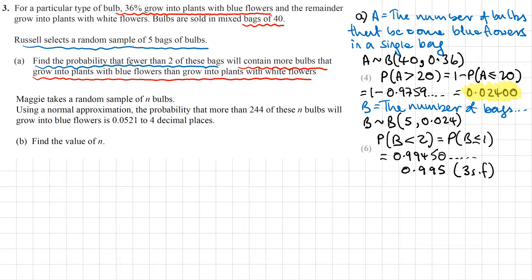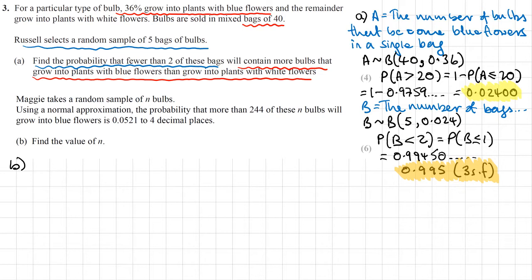And you often get these questions where you need to do binomial twice, or you do binomial or normal once, and then that is then used in a second application of the same or a different distribution. Part B. So Maggie takes a random sample of N bulbs. Using a normal approximation, the probability that more than 244 of these N bulbs will grow into blue flowers is 0.0521, to 4 decimal places. Find the value of N.